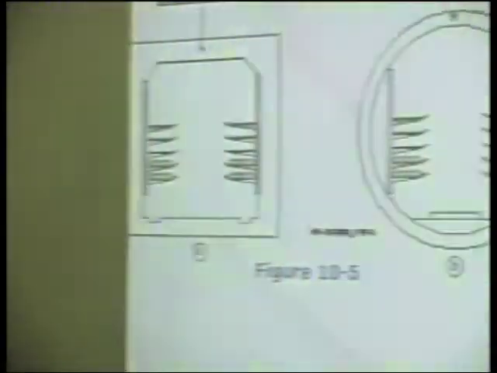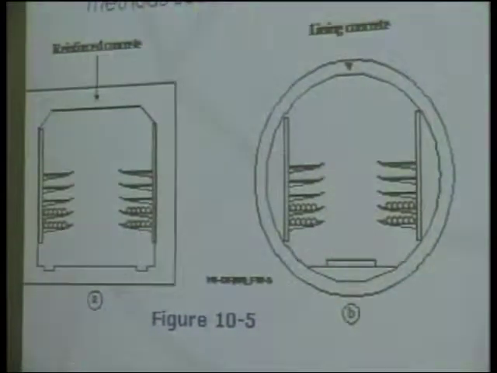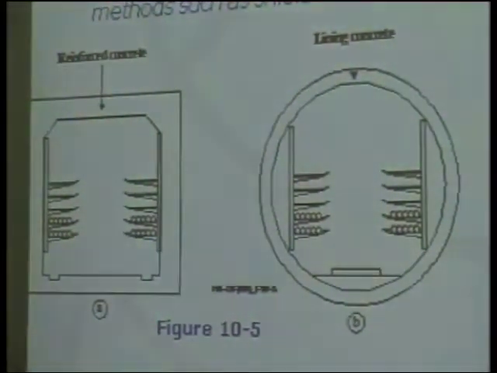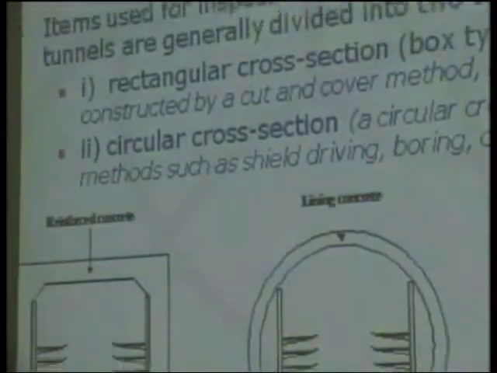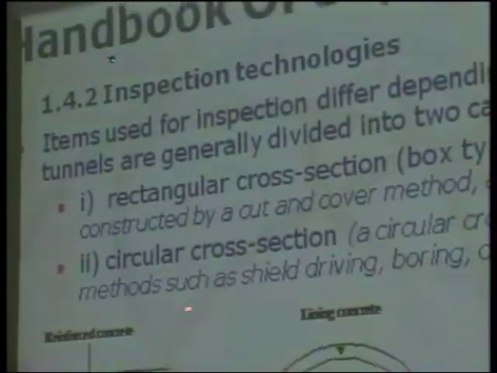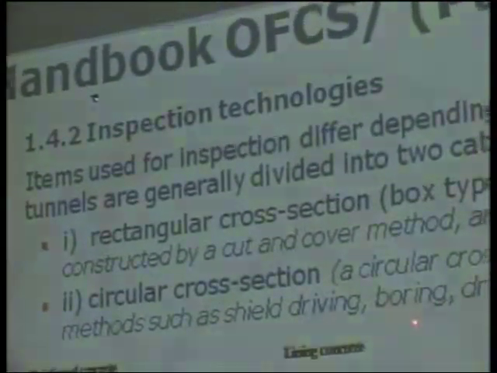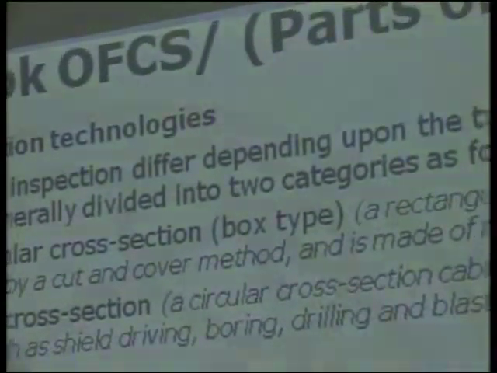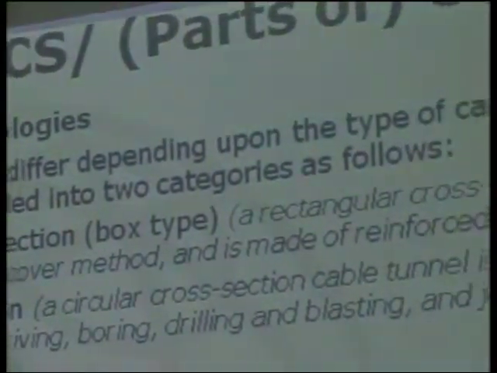Normally, there are two kinds of tunnels. The first one is the rectangular cross section. It's called a box type, and it's constructed by a cut and cover method. It's made of reinforced concrete. The second one is a circular cross section, normally constructed by methods like shield driving, boring, drilling, and blasting, and after that the tunnel is jacked.